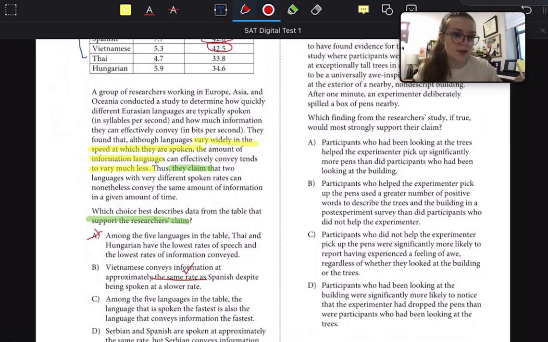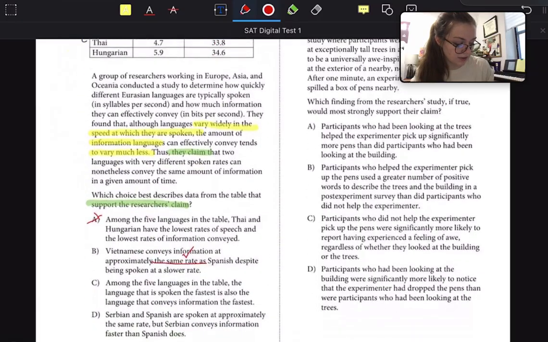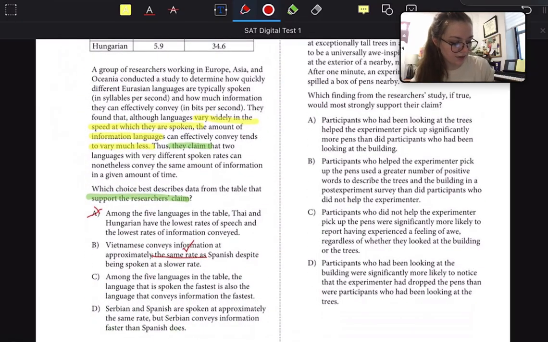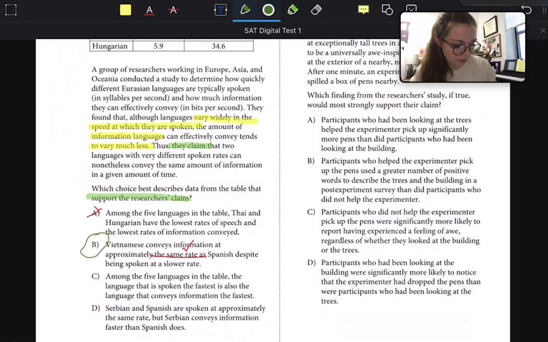So Vietnamese is spoken at a slower rate than Spanish. Let's take a look. So yes, absolutely. So we can see here, this part of the data is correct, this part of the data is correct. This is a pretty good indicator that this is our correct answer. So we can put that in as a placeholder, unless you're super, super, super confident, which in this case you could be, because there is nothing wrong with this answer. But let's just take a look at the other answer options to double check.